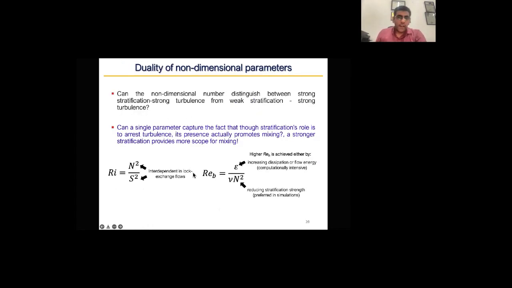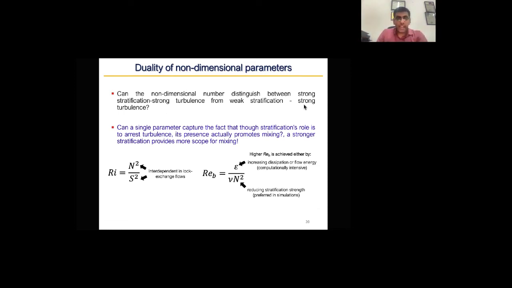So then we asked the question, can we simply use just one definition of non-dimensional number, which is Ri or REB, and could we separate out the regimes? Okay, so the answer is no. To put it in perspective, if you take REB, the same value of REB can be obtained either by changing the dissipation to a very high value or changing the stratification to a very low value. And that can give a very different parameter zone.